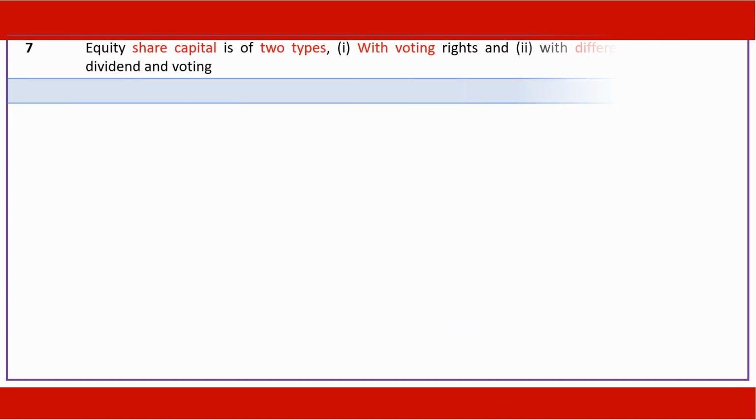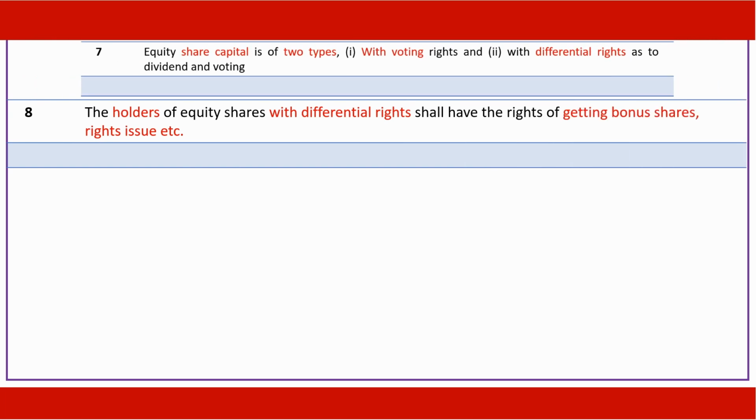Equity share capital can have option of with voting rights or with differential rights. Differential rights pertain to dividend and voting. The holders of equity shares, even where they are with differential rights, their right to bonus and rights remains intact on par with the other equity shareholders.